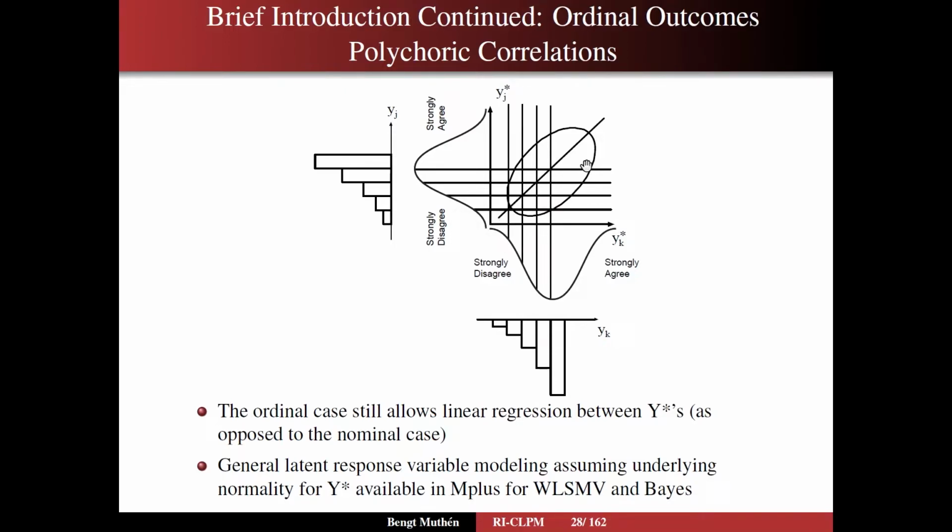And the underlying bivariate distribution looks like this. It's the fact that you have ceiling effects here, it's just that your response categories do not cover the latent response variable distribution very well, but are shifted to one end, the low end of that. But the advantage when you have ordinal variables is that you still have one single regression between Y star J and Y star K. Ordinal variables result in one regression as opposed to the nominal case. So doing this transformation into underlying normal Y stars makes it possible to do quite general latent response variable modeling, including RI-CLPM. And this is available in Mplus both for the weighted least squares estimator and the Bayes estimator.